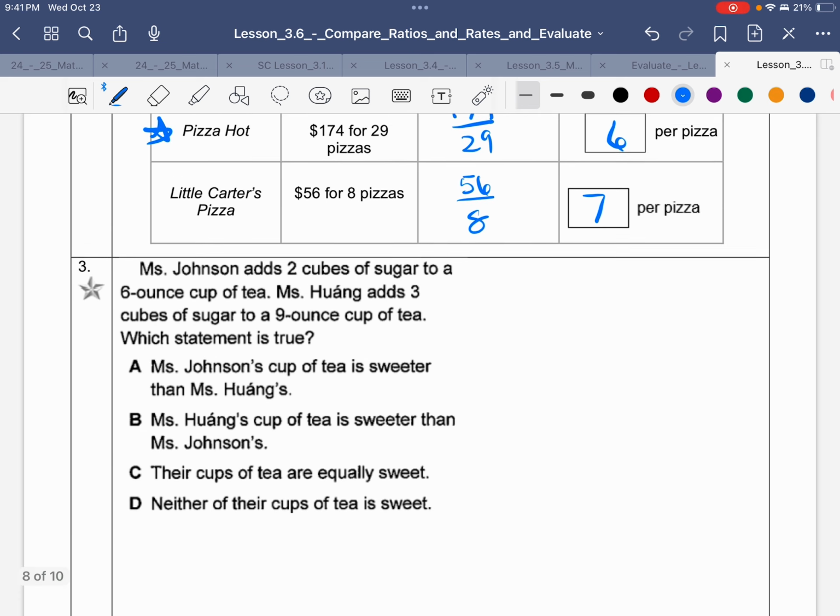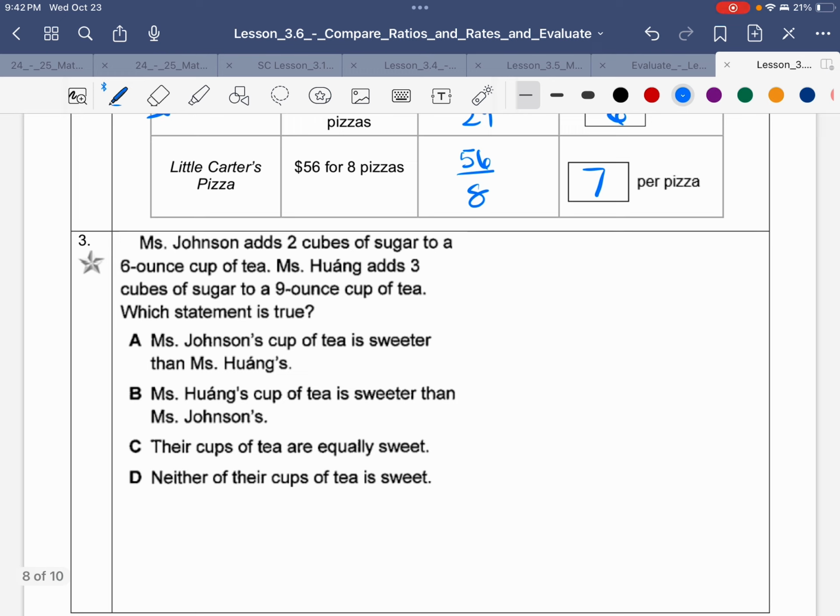Miss Johnson adds 2 cubes of sugar to her 6-ounce cup of tea. Mrs. Hong adds 3 cubes of sugar to her 9-ounce cup of tea. Which statement is true? Again, unit rates, set them up. 2 cubes, 6 ounces. 3 cubes, 9 ounces. Sometimes you don't have colors during the test, so you can do different markings. We're going to put underlines for those so we know they go together, and circles for these because we know they go together.